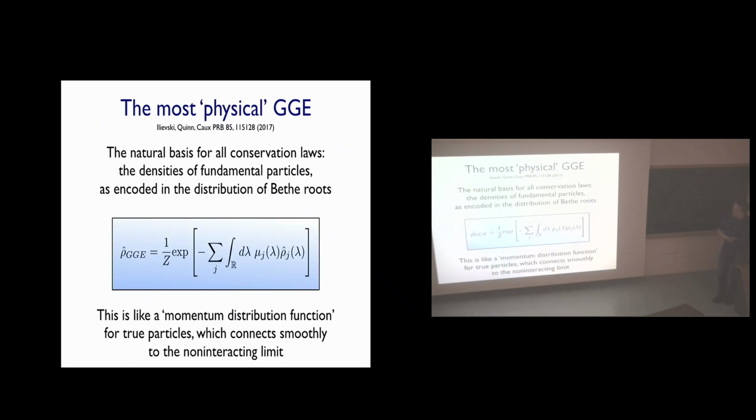Essentially, I had other things to say about the GGE, namely that the true physical conserved charges that you should think of are these distribution functions for the fundamental particles that you have here, but maybe I would teach you that if I had taught you thermodynamic Bethe ansatz better. Okay? So this is the bit about quenches.